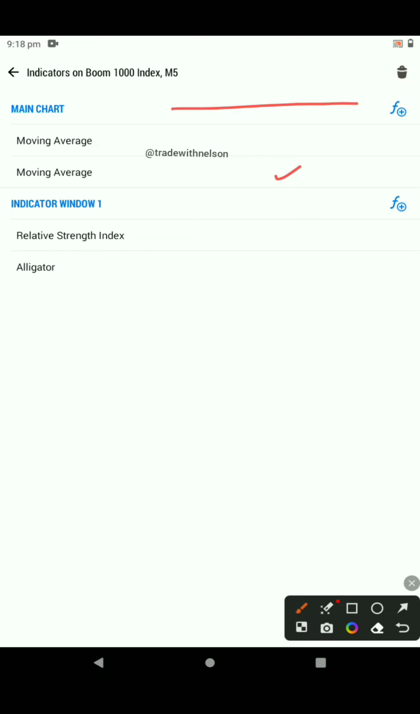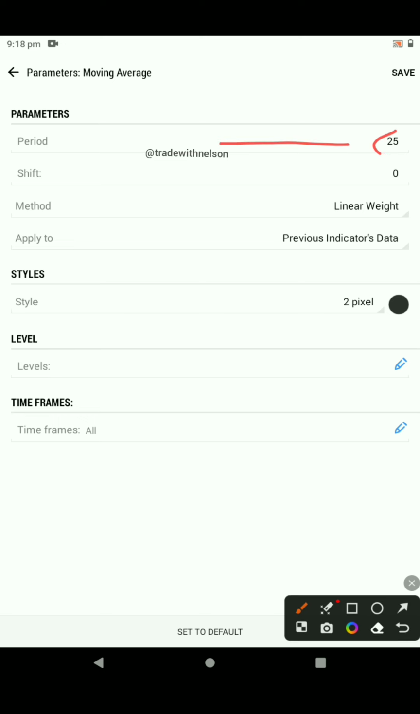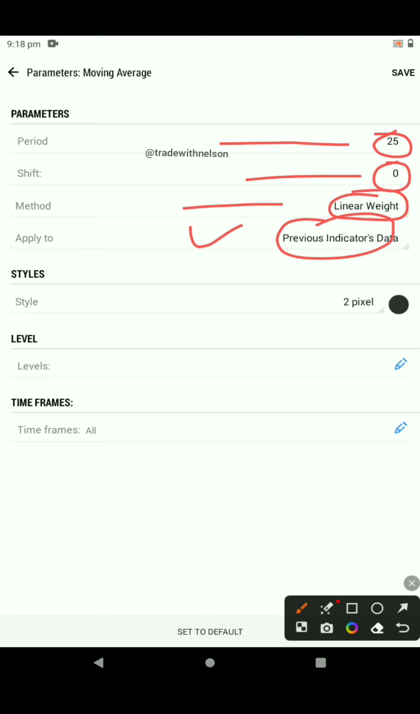For the second moving average, click on the F icon on the main chart. Moving average. Make your period to be 25, shift to be 0, method to be Linear Weighted, apply to previous indicator's data. So you want this moving average to follow the previous moving average that we have added. Style to 1 pixel and select color of your choice. After that, click on save.